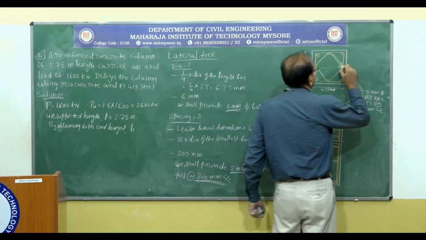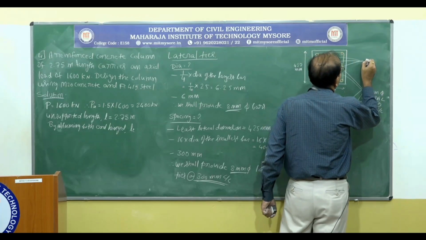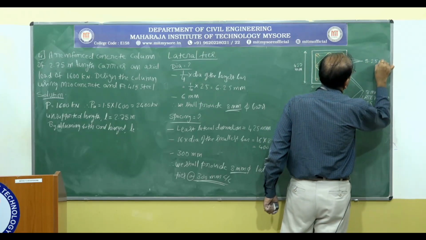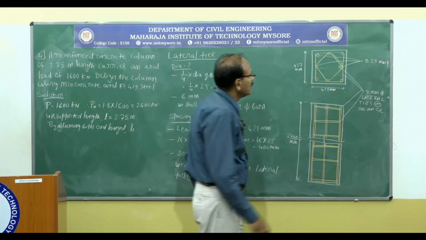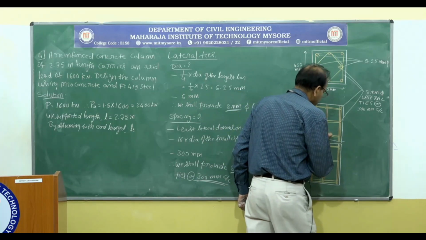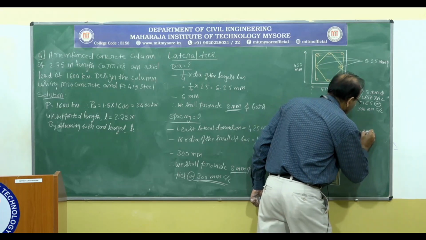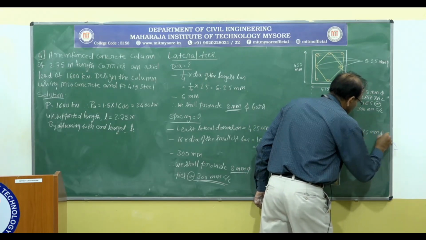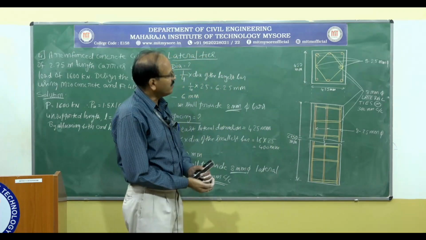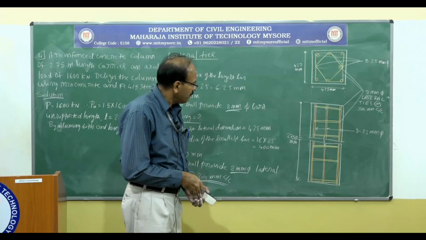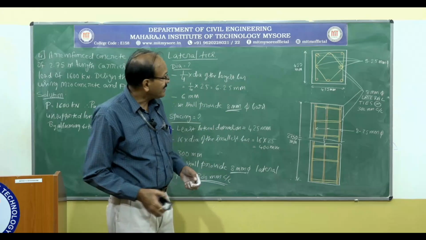This is total 8 of 25 millimeter dia. Same thing here. 8 of 25 millimeter dia longitudinal bars or main bars, or compression bars. So this completes the problem. I hope this is clear to you.